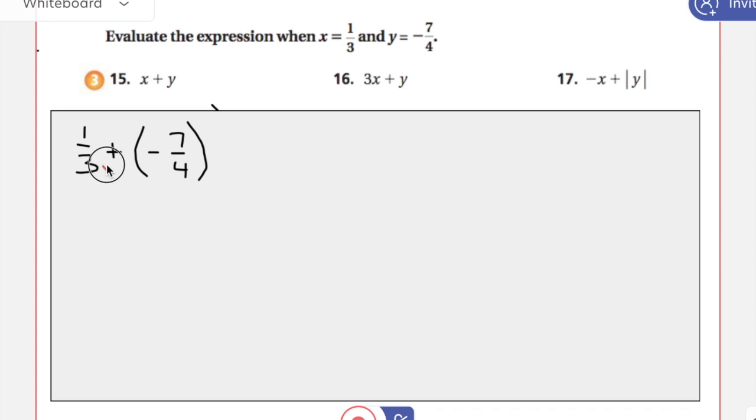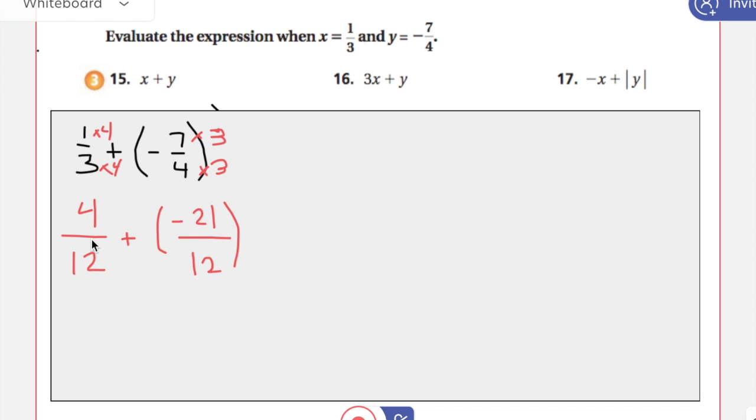Well, I can multiply here by 4, here by 4, and here by 3, here by 3. That should be nothing new. So I get 4/12 plus a negative 21/12.